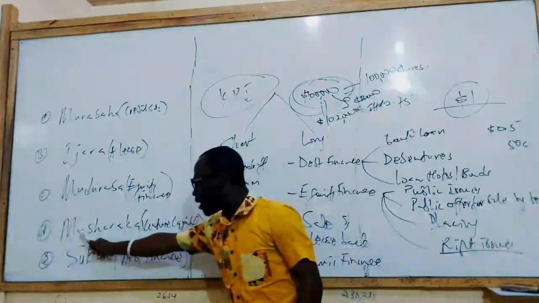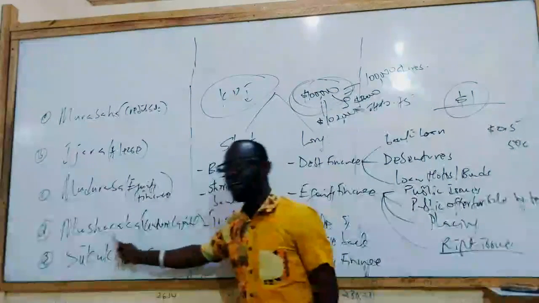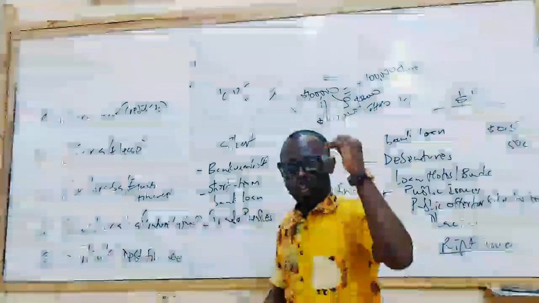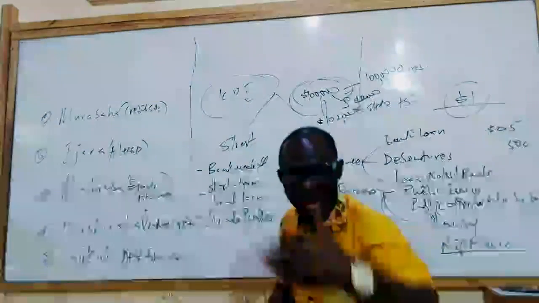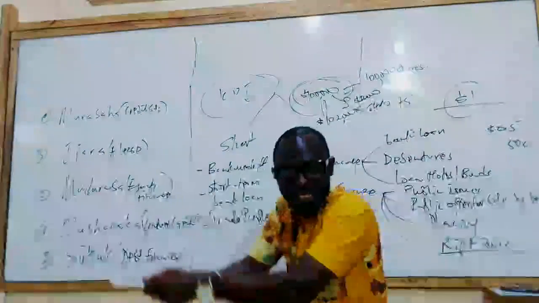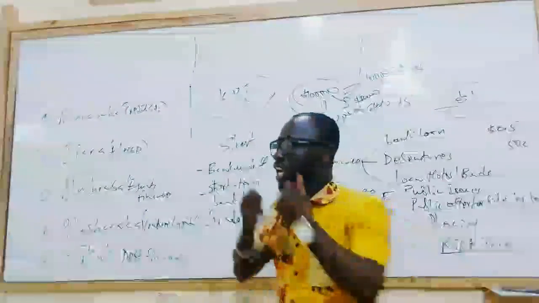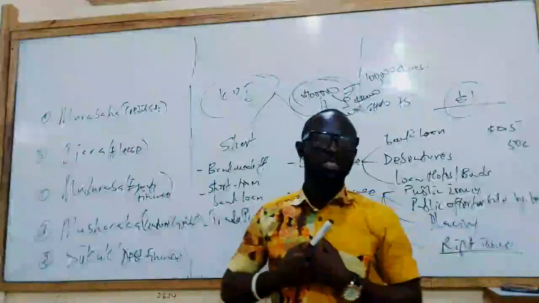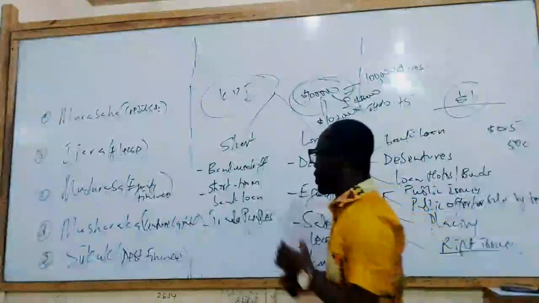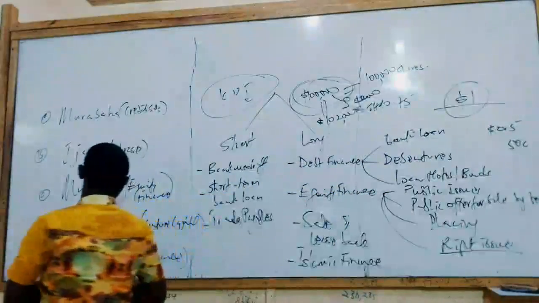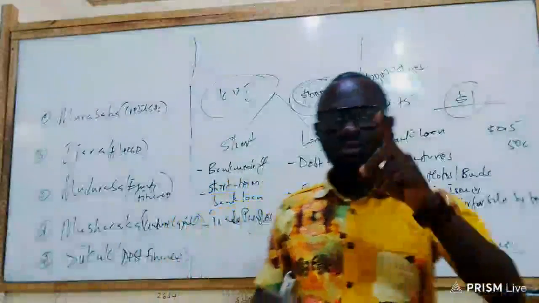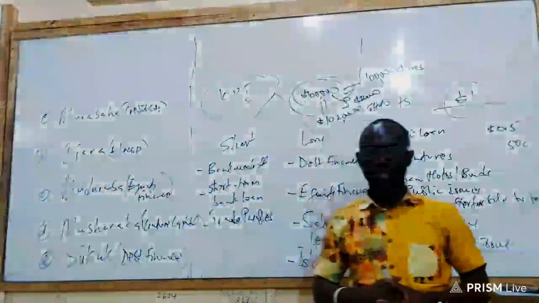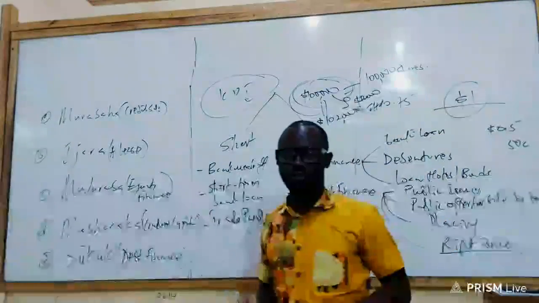However, if it is about Musharaka, that one, you have the money, you have the expertise. I have my money, I have my expertise. So we are together in it. If it goes wrong, we all bear the risk. If it goes well, we all get the benefit. So that is what you must understand about sources of finance. Any questions about sources of finance?